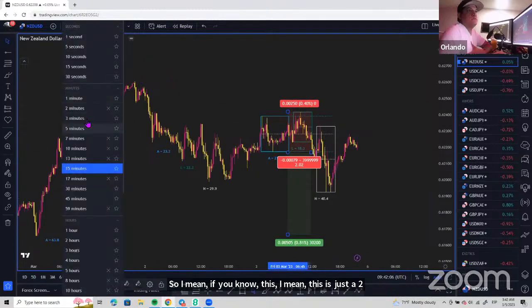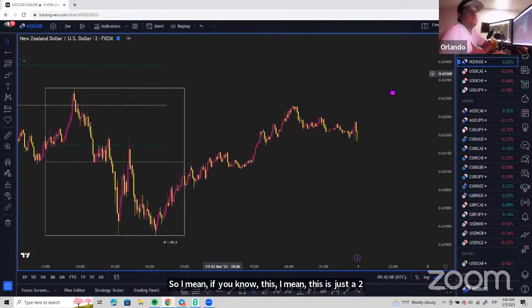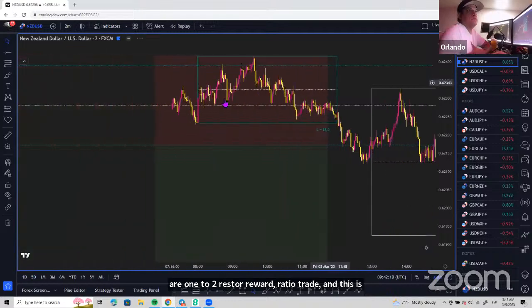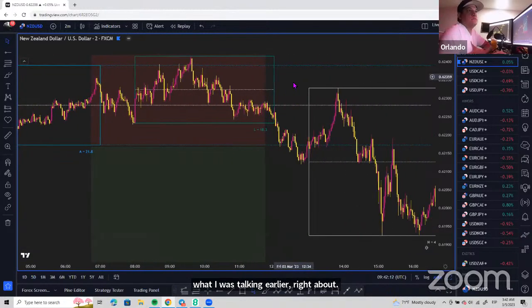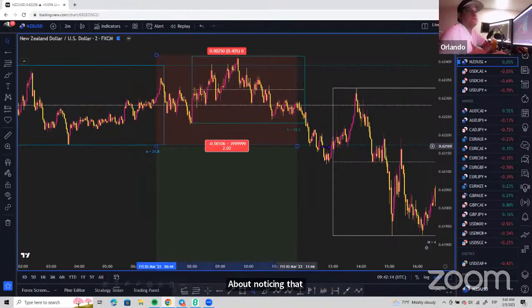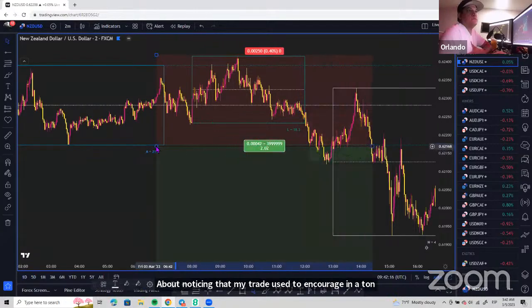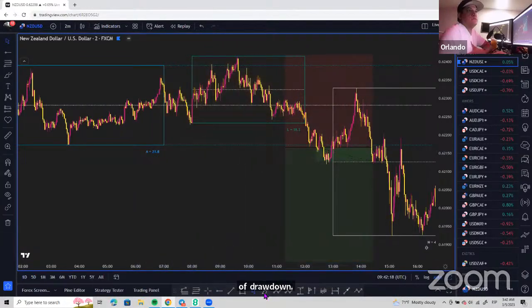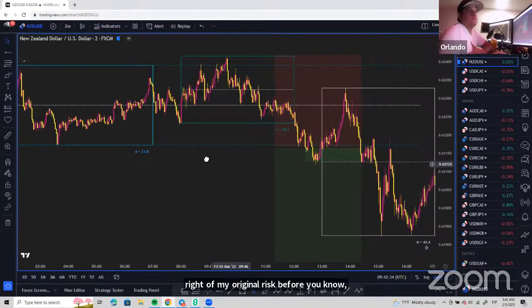And this is what I was talking about earlier, noticing that my trades used to incur a ton of drawdown. So in this case, I would have been triggered here, at the break of the Asian session lows, but price would have drawn down on me about 70% of my original risk before going in my direction.